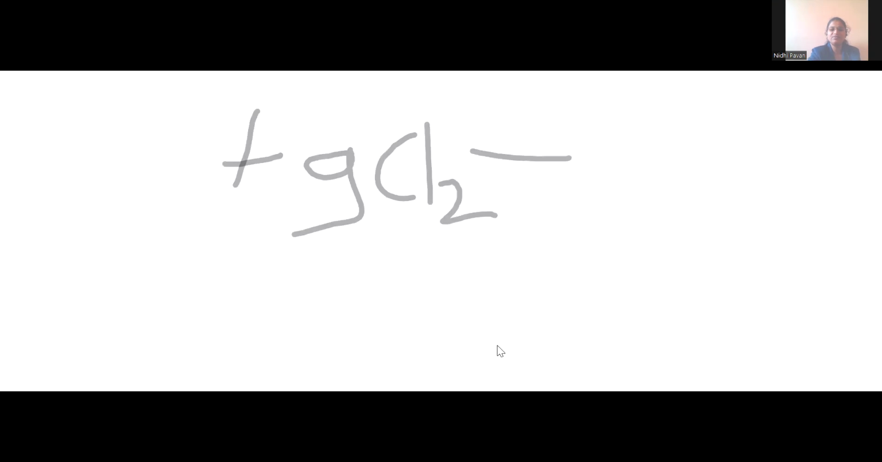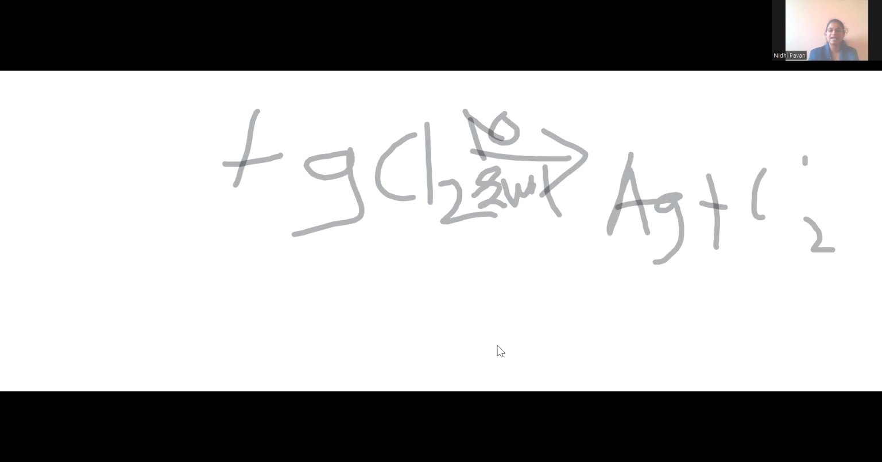Here, silver chloride, AgCl, in the presence of sunlight will be decomposed into Ag and Cl2. So this is how photochemical decomposition occurs using sunlight. This is regarding the decomposition reaction.